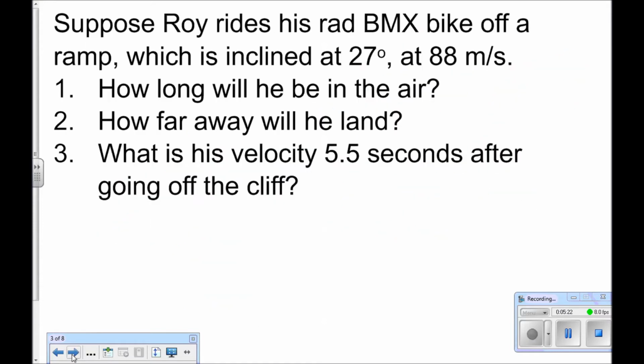So here it says, suppose Roy rides his rad BMX bike off a ramp, which is inclined at 27 degrees at 88 meters a second. Then it says, how long will he be in the air, and so on.